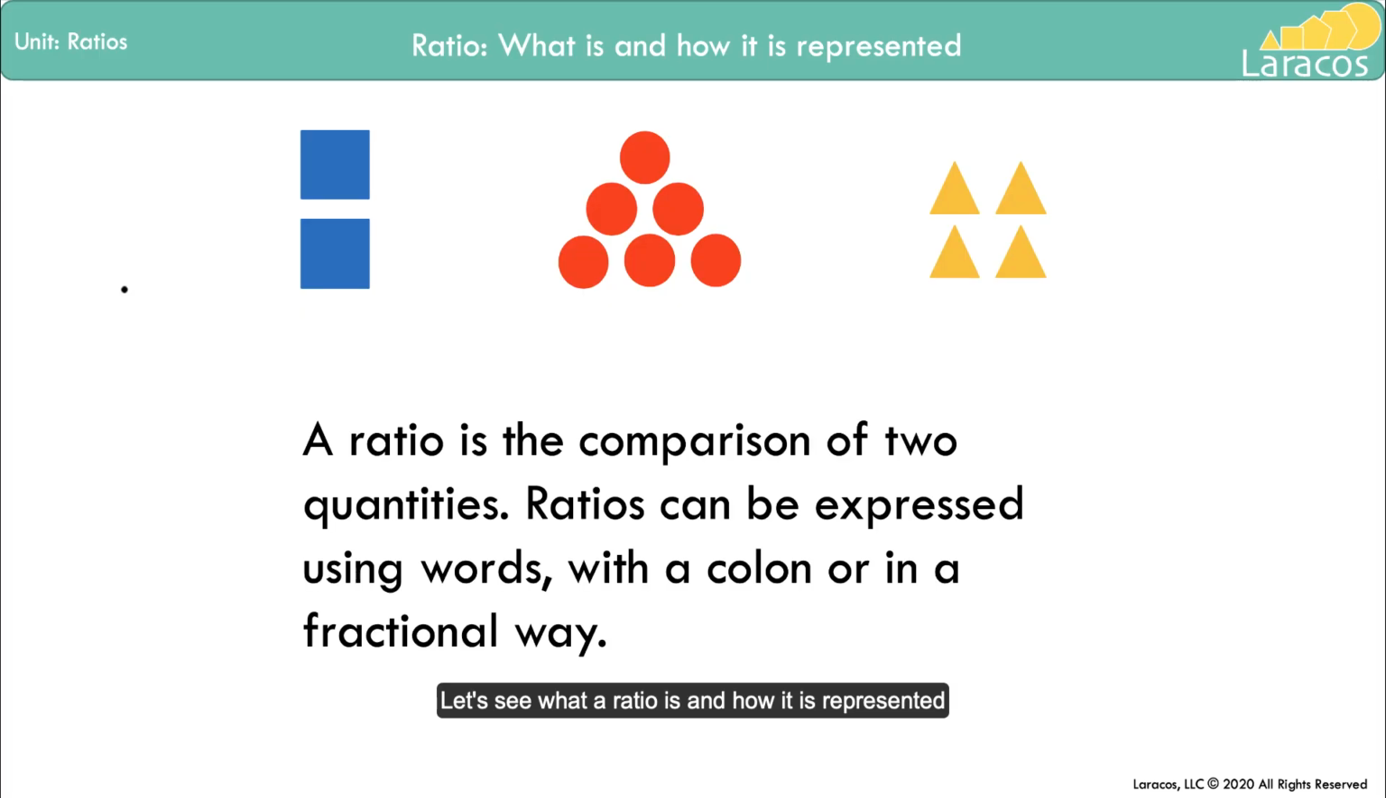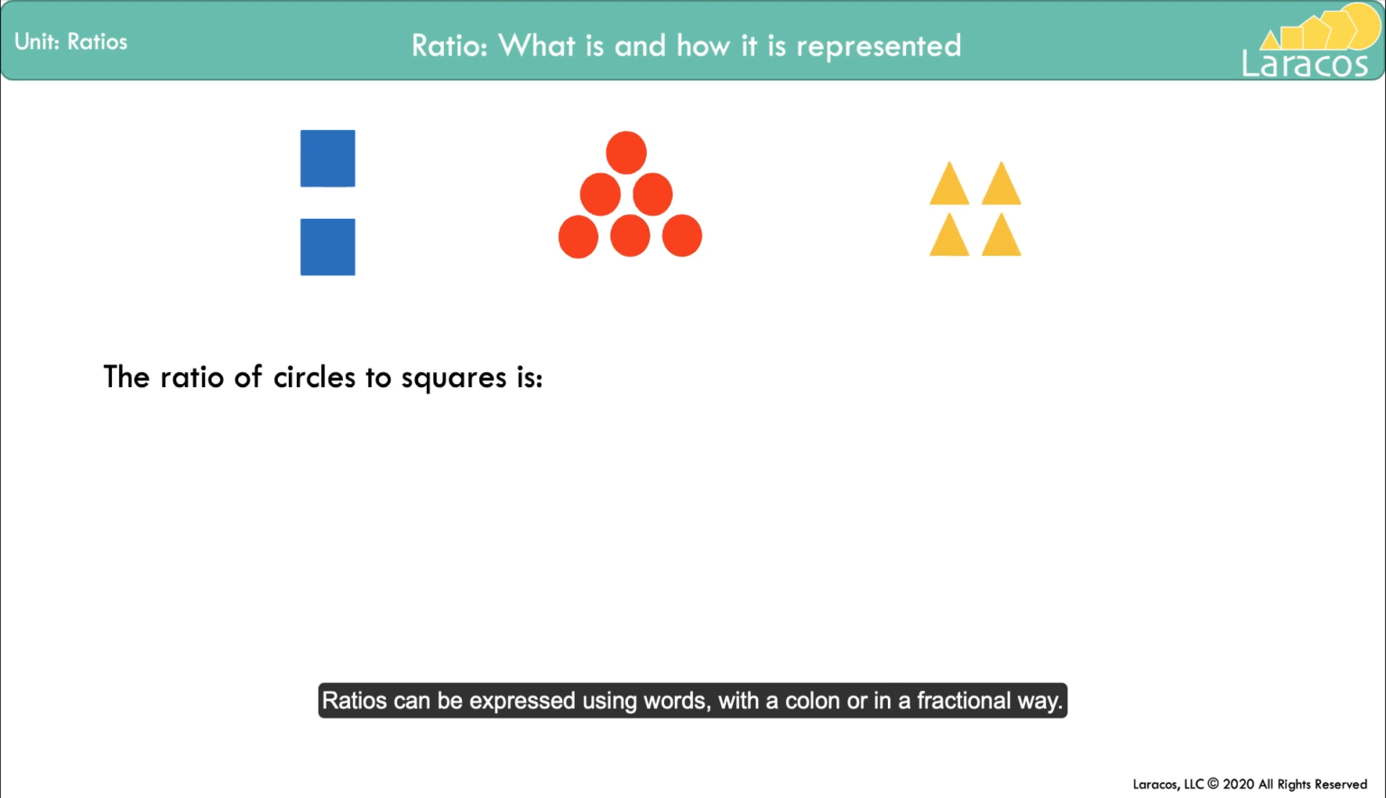Let's see what a ratio is and how it is represented. A ratio is the comparison of two quantities. Ratios can be expressed using words, with a colon, or in a fractional way. Let's look at each example individually.